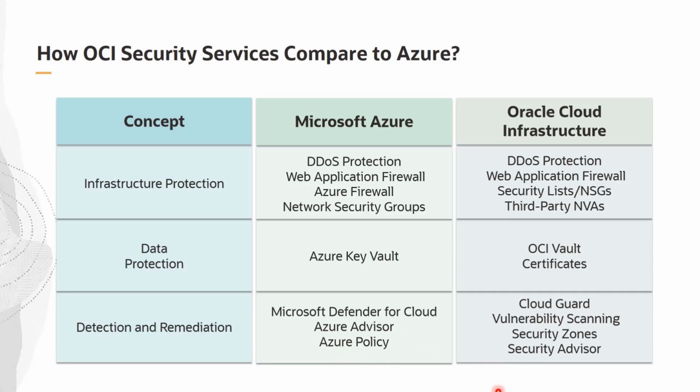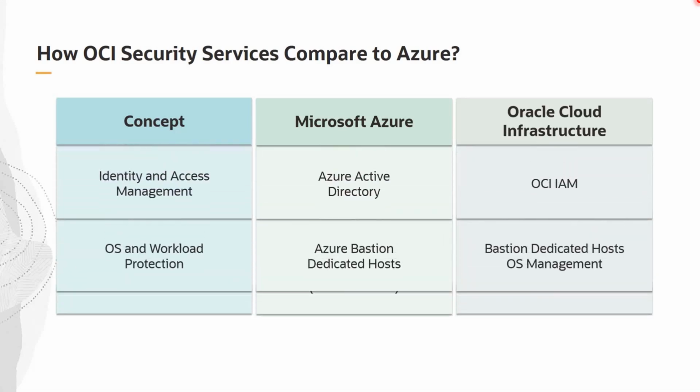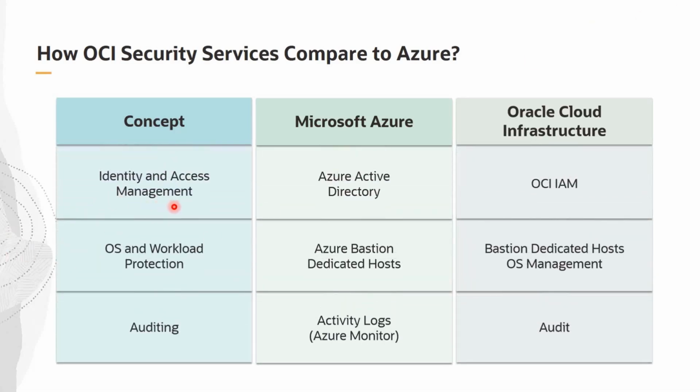And there is also a vulnerability scanning service. In the identity and access management space, Azure has Azure Active Directory, which includes several security capabilities, and OCI has Identity and Access Management Service. Both the providers also provide workload protection services. For example, Azure has Azure Bastion as well as dedicated hosts. OCI also features these services, and additionally, it also has an operating system management service. Lastly, in the auditing space, Azure has activity logs. That's again a part of Azure Monitor, and OCI has audit service.